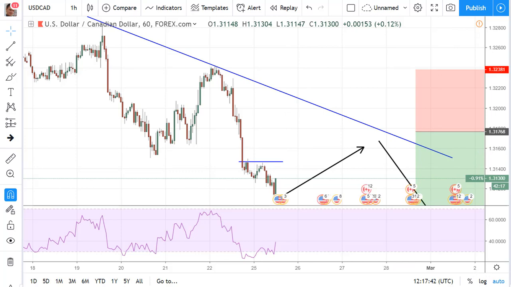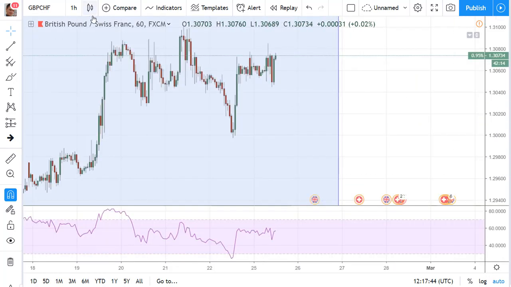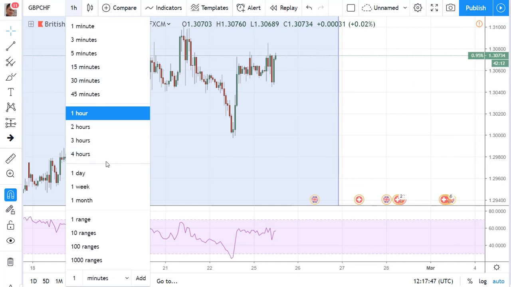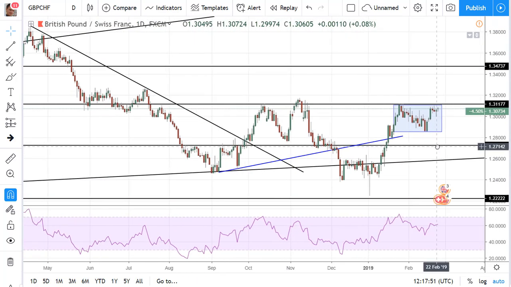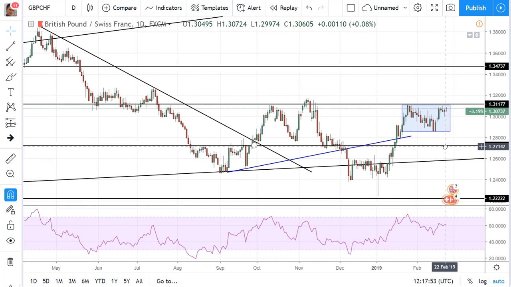Another one I got is the Great British Pound against the Swiss franc. Let's go to the daily first. This has been in, let's say, some kind of range lately. It moved into this level by July 18, so this is for 6 months within this channel. It came to this level. Let's see, the 31 150, acted as support for quite a while.